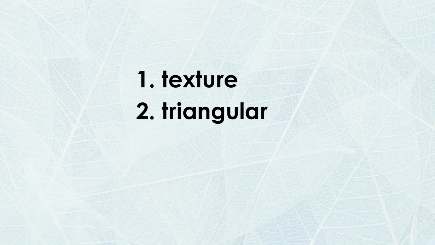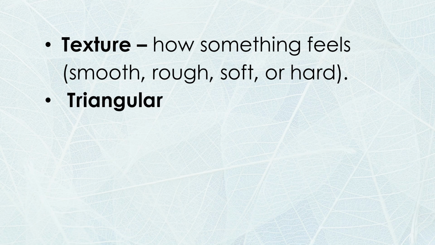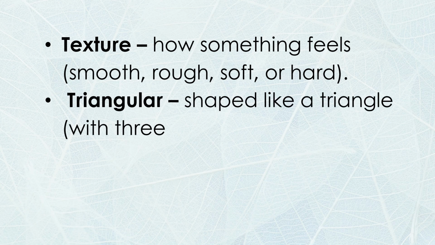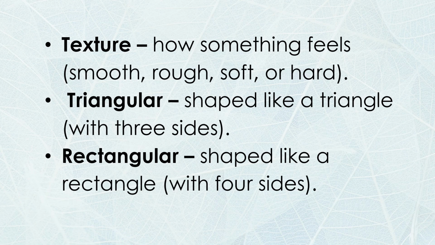These three words, texture, triangular, and rectangular, are our words. Texture: how something feels, smooth, rough, soft, or hard. Triangular: shape like a triangle with three sides. Rectangular: shape like a rectangle with four sides.